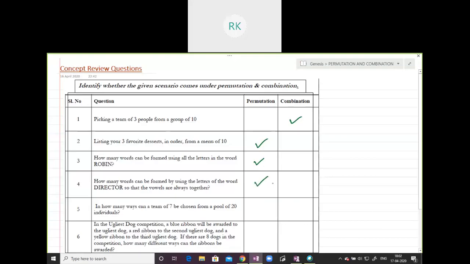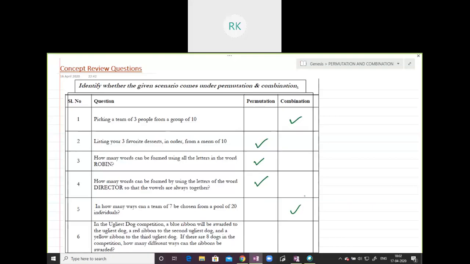What about here? In how many ways can a team of seven be chosen from a pool of 20 individuals? Of course, it's a combination, isn't it? Very, very simple. I need to choose seven members out of 20, so it does not matter which person I choose the first time, the second time, or the third time. I need only the seven people all together. That's all. It could be any seven.